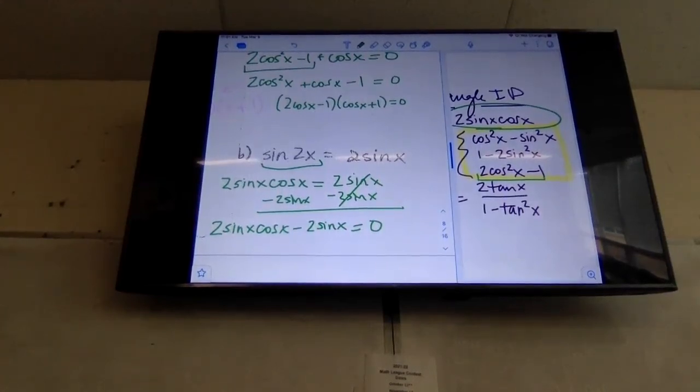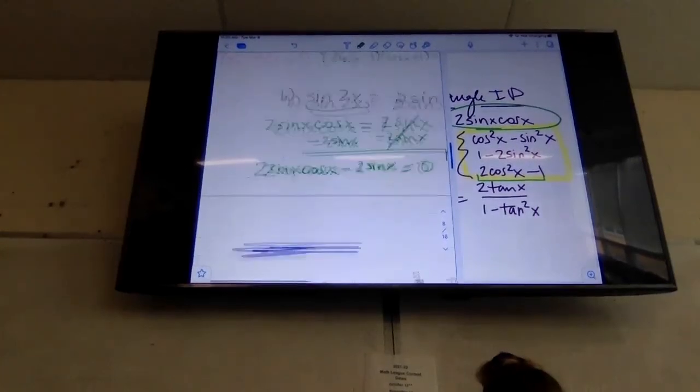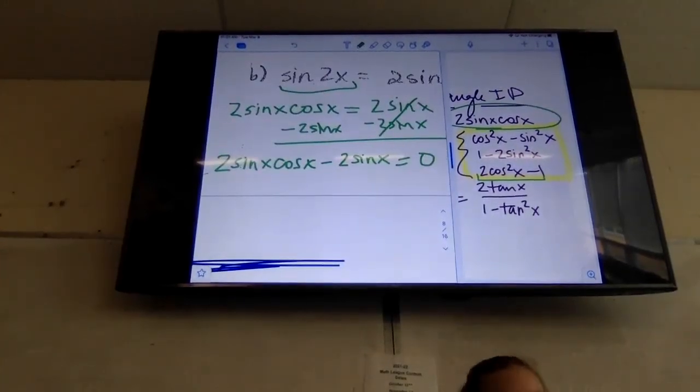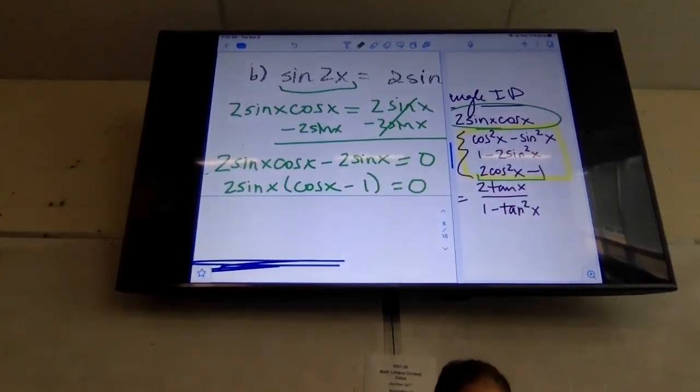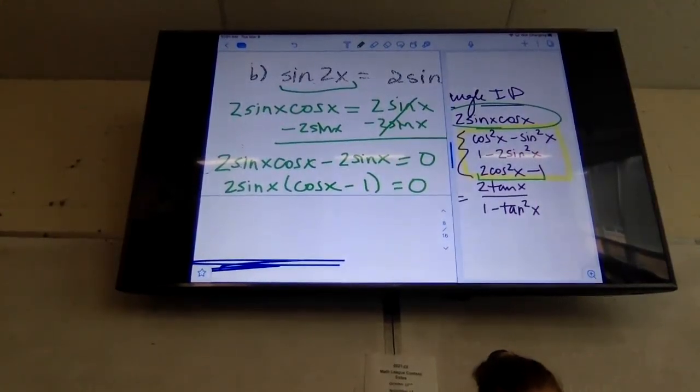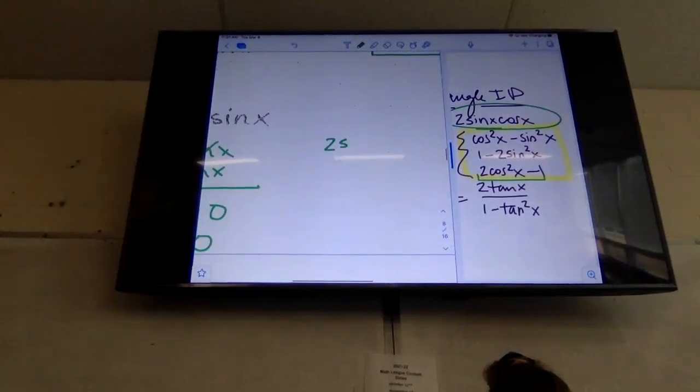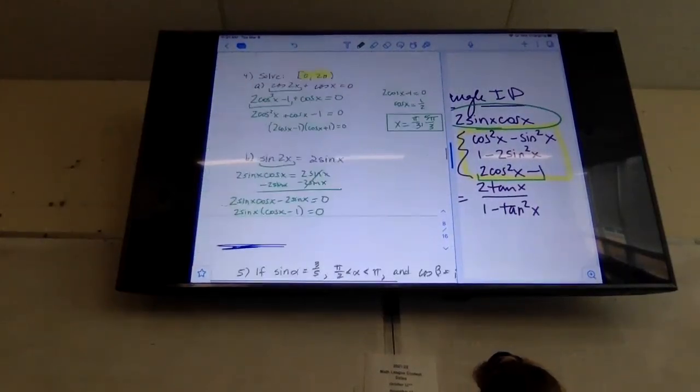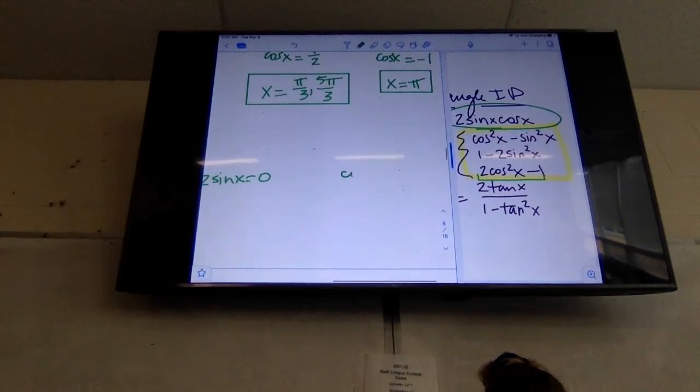What can I do? Factor. Take out a 2 sine x. Very good. Take out the 2 and the sine. So I'm left with just cosine x minus 1. And again, set both of our factors equal to 0. Let's see. 2 sine x equals 0. And cosine x minus 1 equals 0.